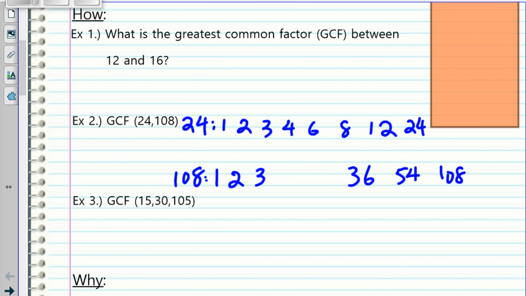And then we got 4. Can 4 go into it? Yeah, I think so. Because the divisibility rule for 4 is the last 2 digits, right? So 8 is divisible by 4, so 4 can go into 108. I'm almost afraid I'm gonna run out of space. All right, 4.